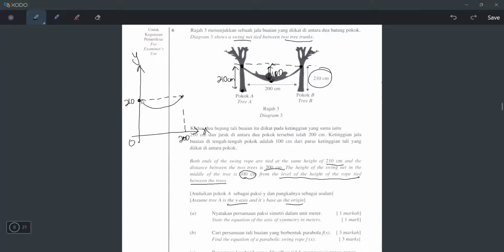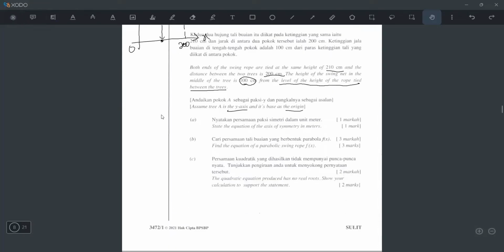Right? So far that's all I have. Oh, I also have the 100 here, right? It means I can actually know the minimum point here is 110, because it's 210 minus 100. Something 110. But actually I can find the x-coordinate here also, because you just take 200 divided by 2, right? But never mind, let's see what they want first.